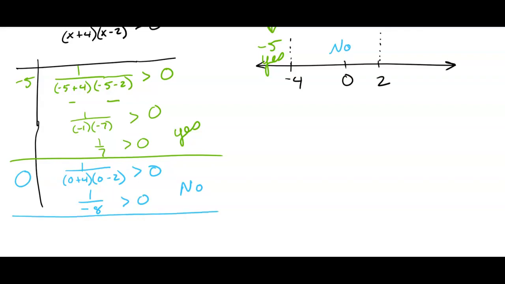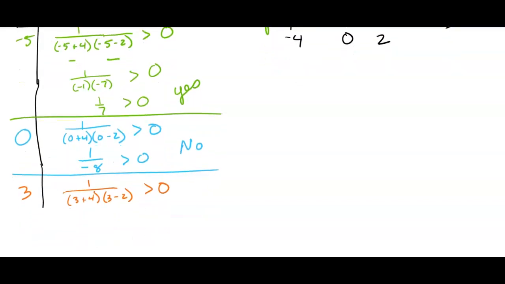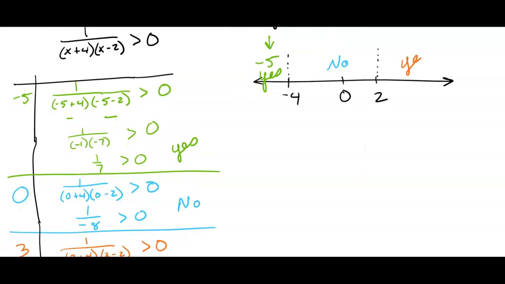And then I got to pick a number bigger than 2, so I'll pick 3. So I get 1 over, and then I'm going to have 3 plus 4, which is positive, and 3 minus 2, which is also positive. So I'm going to have some number, but it's going to be positive because it'll be 1 over 7. And is that greater than 0? Yes. Now, is it odd that I got 1/7 on the first one and I got 1/7 on the other one? Well, it just is the numbers that I was picking. So you could pick other numbers and that wouldn't happen. Okay, so those are the sections that work and don't work.